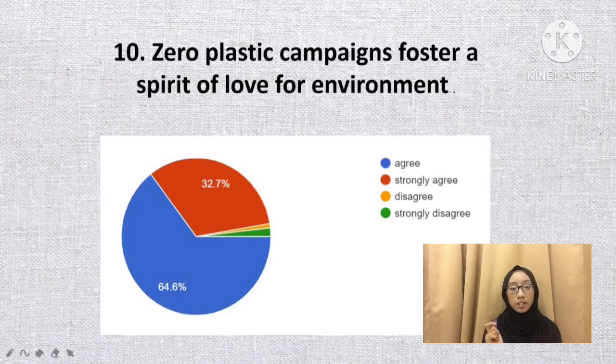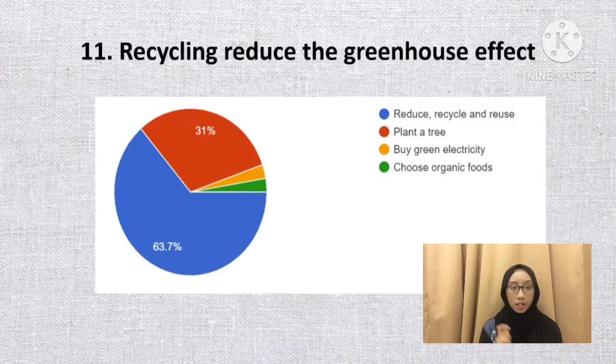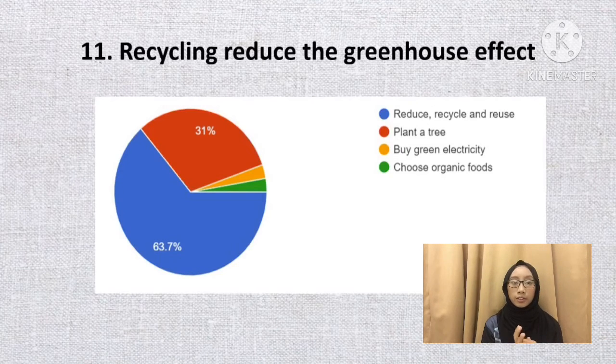Next, question number 10 is Zero Plastic Campaign fosters a spirit of love for the environment. 64.6% of students choose agree, 32.7% choose strongly agree, and others choose disagree and strongly disagree. The next question, number 11, is what reduces the greenhouse effect. 63.7% of students choose reduce, recycle, and reuse. 31% choose plant a tree, and others choose green electricity and organic food.